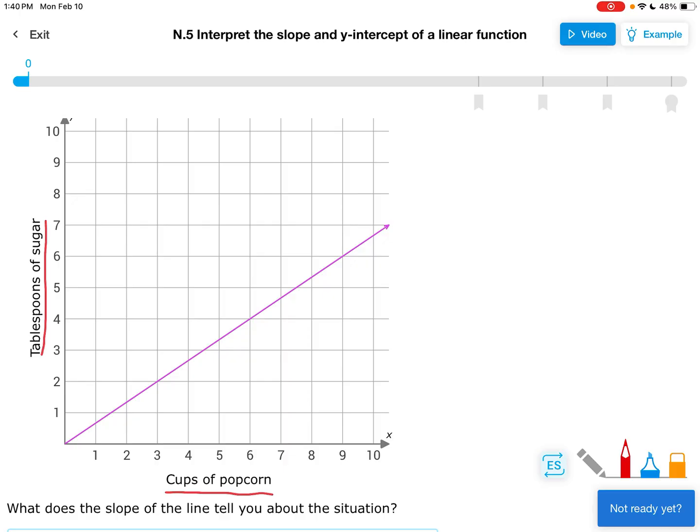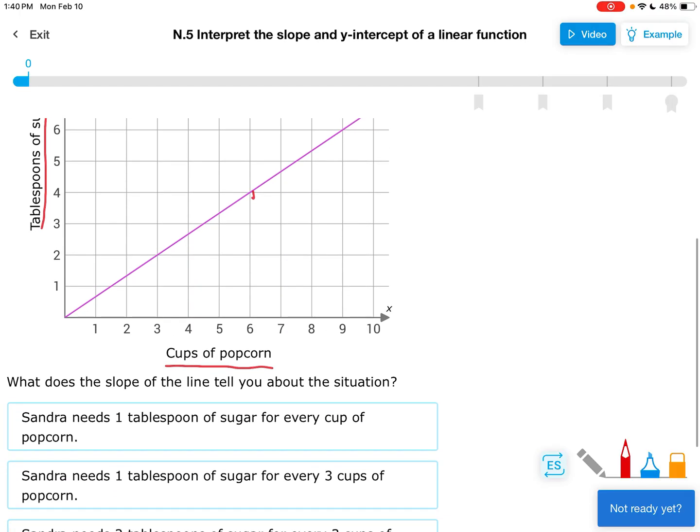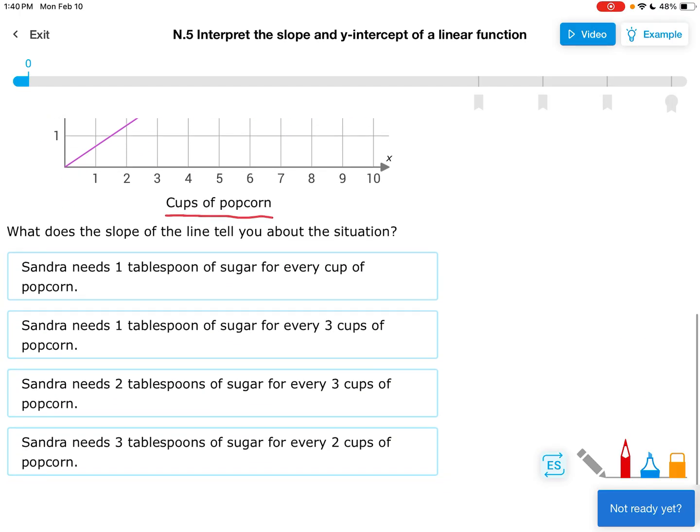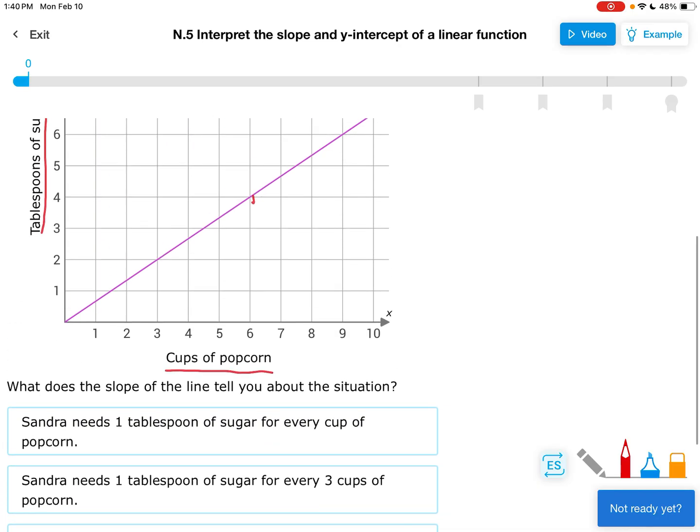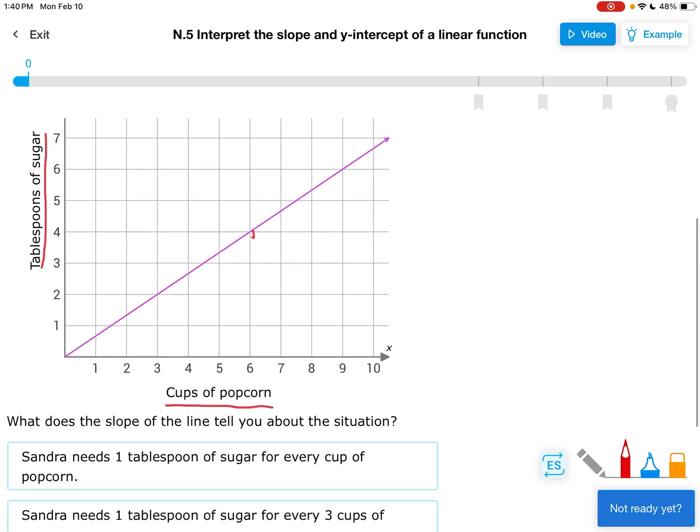Let's see. I can see a 0.00. I can see a 0.64. What does the slope of the line tell you about this situation? So let's see if we can interpret this. Well, they didn't give us the slope, so let's see if we can figure it out ourselves. So we're going to do rise over run.